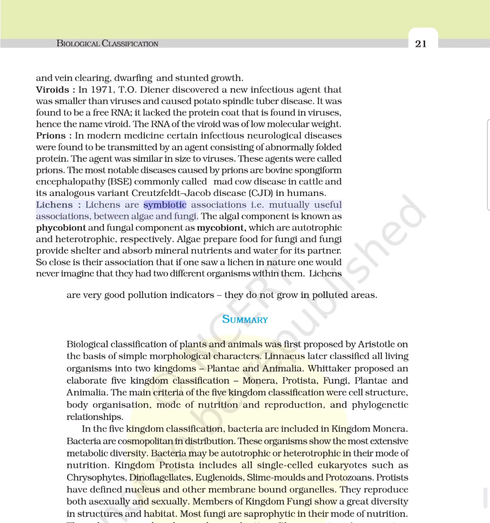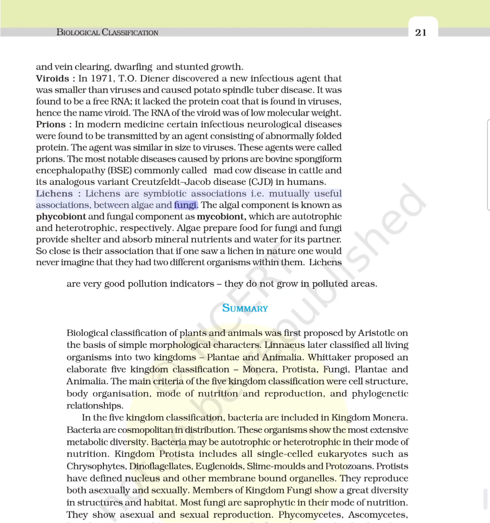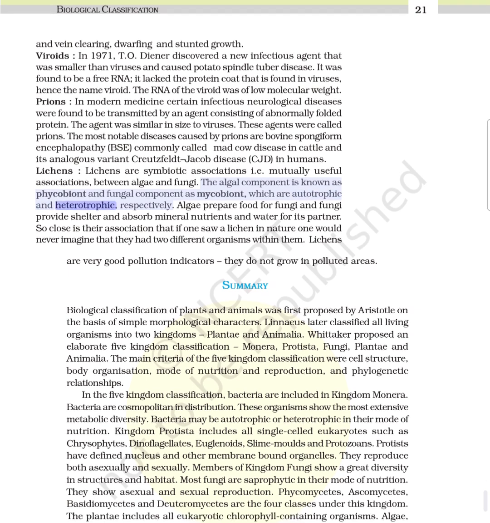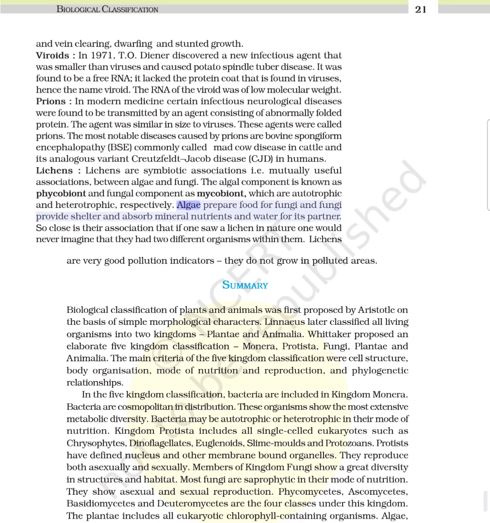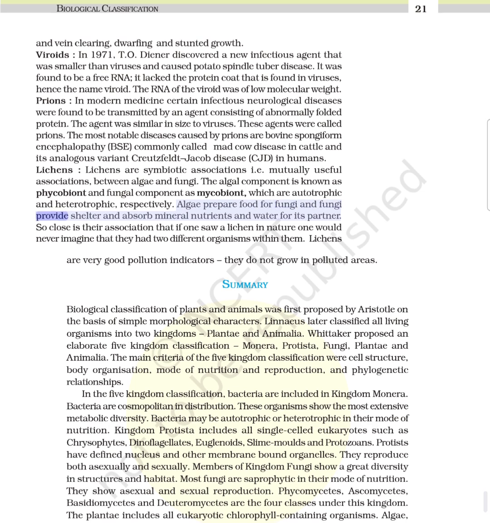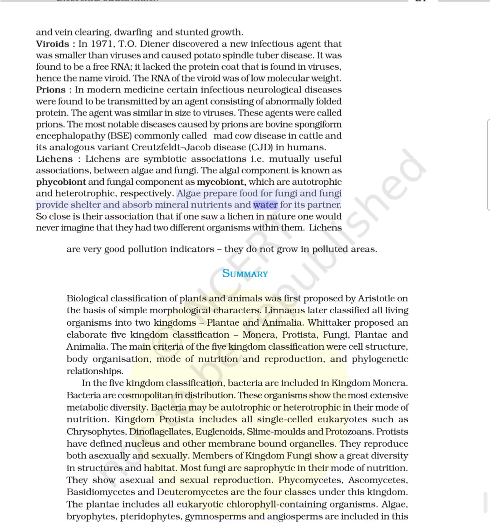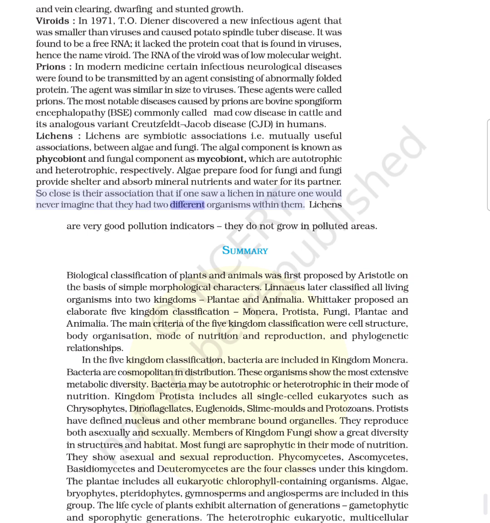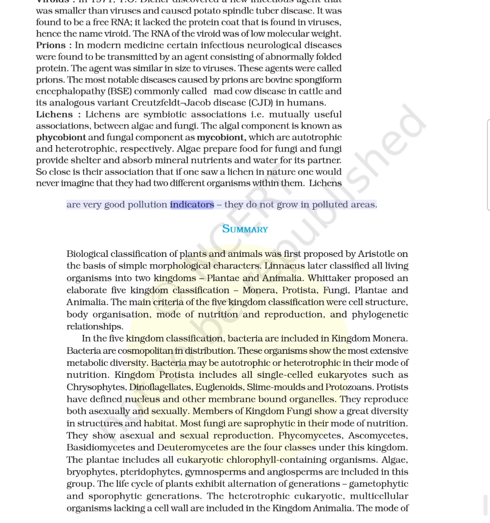Lichens. Lichens are symbiotic associations, i.e. mutually useful associations, between algae and fungi. The algal component is known as phycobiont and fungal component as mycobiont, which are autotrophic and heterotrophic, respectively. Algae prepare food for fungi and fungi provide shelter and absorb mineral nutrients and water for its partner. So close is their association that if one saw a lichen in nature, one would never imagine that they had two different organisms within them. Lichens are very good pollution indicators. They do not grow in polluted areas.